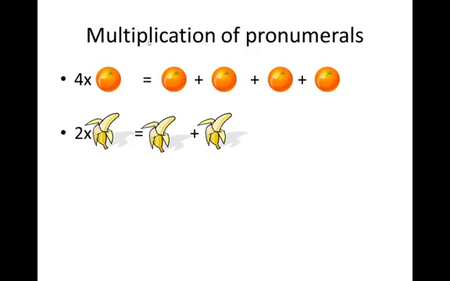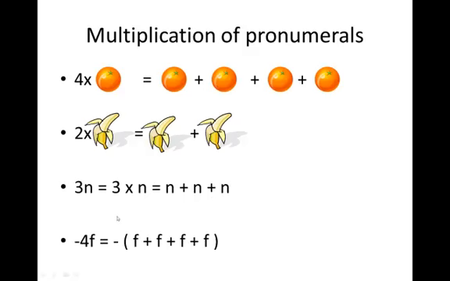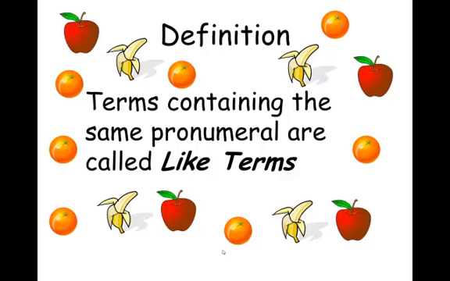So we can now translate that to our pronumerals for algebra. So here, 3n, remember in our shorthand, 3n is the same as 3 times n, and 3n is the same as saying n plus n plus n. So it's 3 lots of n. And with our negative numbers, negative 4f is the same as saying a negative out the front of f plus f plus f plus f. 4 lots of f and then negative.